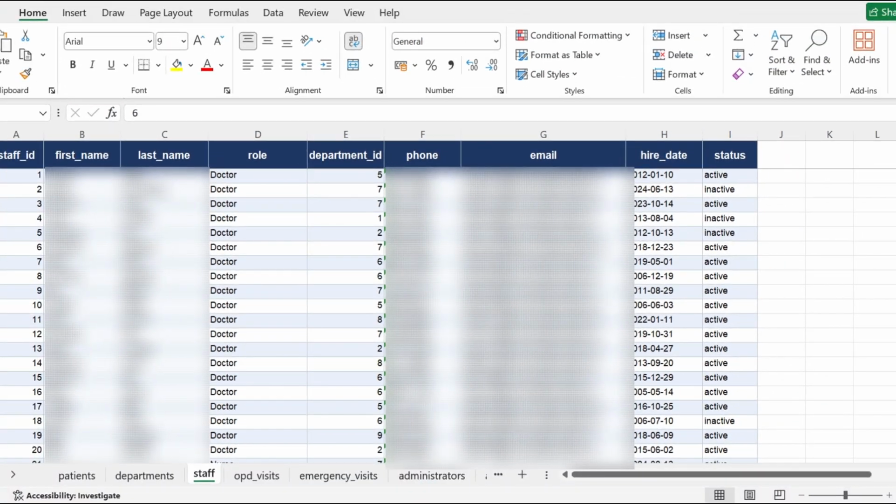This table contains information about all healthcare workers and support staff employed by the hospital. For each staff member, we have a unique staff ID, name, role, department assignment, contact information, hire date, and employment status. By linking staff to clinical activities, we can monitor workload distribution, staffing patterns, and departmental performance.